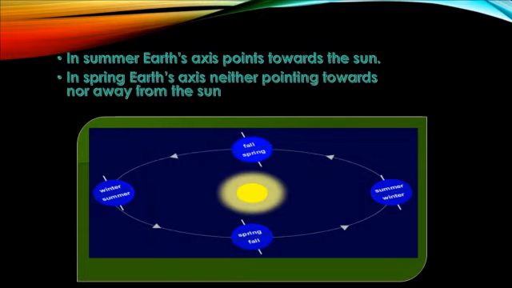Usually, in summer, Earth's axis points towards the Sun. In spring, Earth's axis is neither pointing towards nor away from the Sun. You can see from the picture, in summer, Earth's axis points towards the Sun. In spring, Earth's axis is neither pointing towards nor away from the Sun.